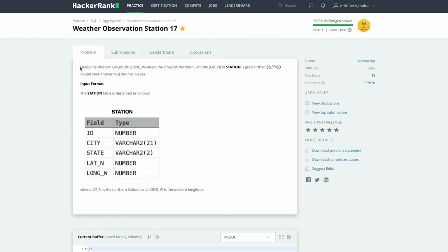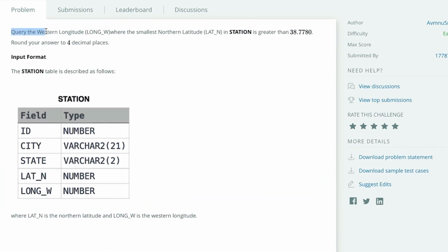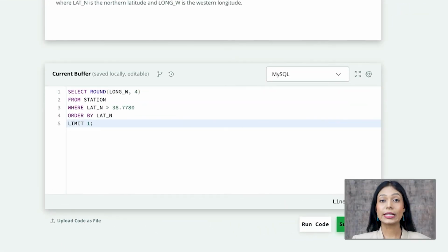Let us practice one more question. The problem statement is: query the western longitude, LONG_W, where the smallest northern latitude, LAT_N, in STATION is greater than 38.7780. Round your answer to 4 decimal places. You can clearly see that this is the same problem as the previous problem. The only difference is in the filter condition.